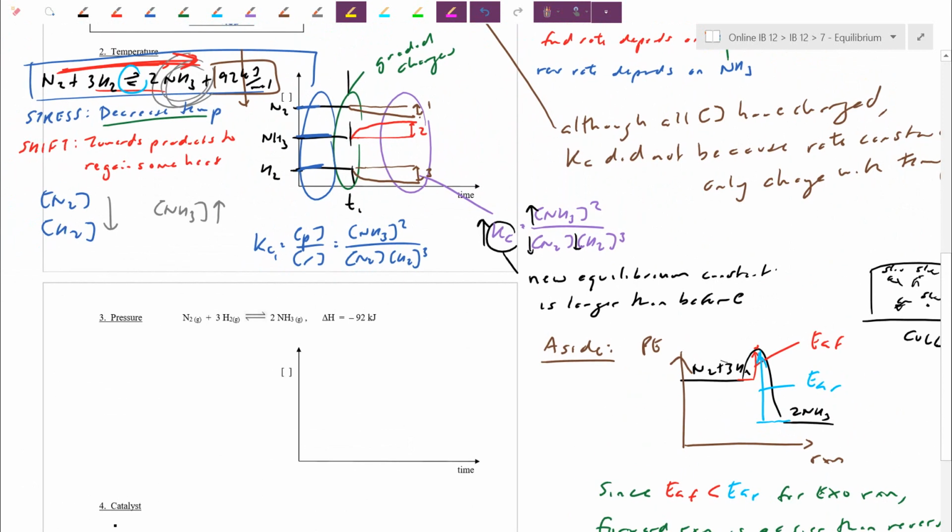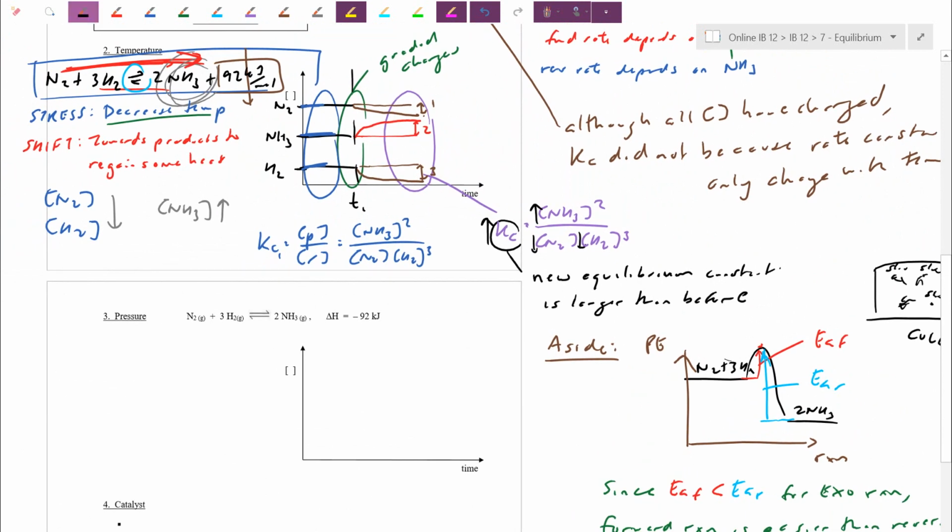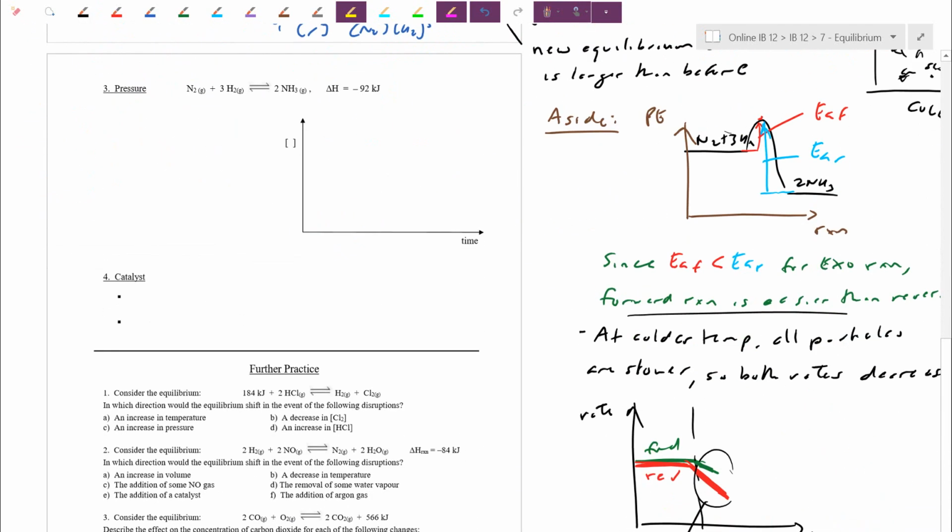As I shift towards the right, we're going to steadily lose reactants even more. It's going to start dropping even more. I'm going to slowly replenish the NH3. As I get more NH3, even though they're really slow, they're really having a hard time going in the reverse direction.